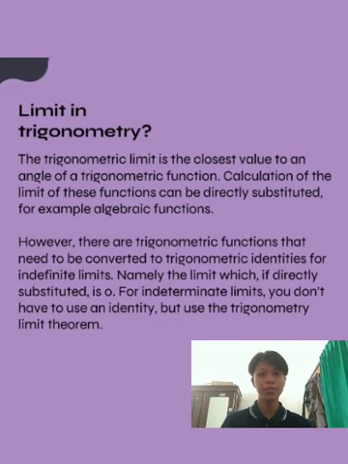Today I'm going to explain about limits that involve trigonometric functions. The trigonometric limit is the value a trigonometric function approaches as the angle approaches a point. The limit of such a function can be calculated by direct substitution, like an algebraic function. However, some trigonometric functions need to be converted using trigonometric identities for indeterminate limits, namely limits that give 0 over 0 when directly substituted. For indeterminate limits, you don't have to use identities, but you use the trigonometric limit theorem.